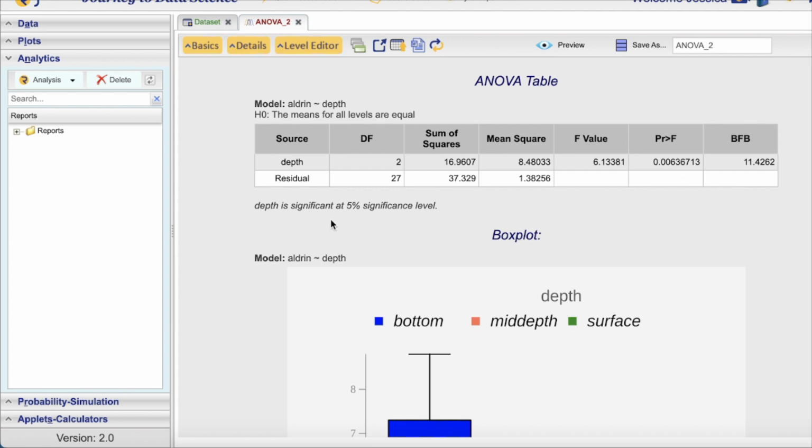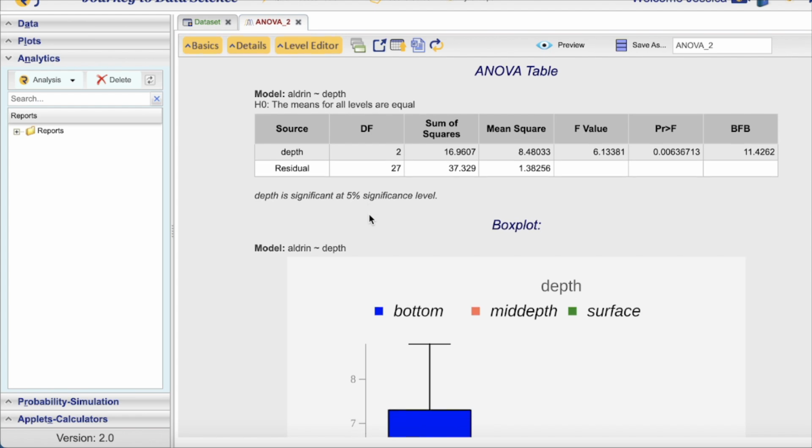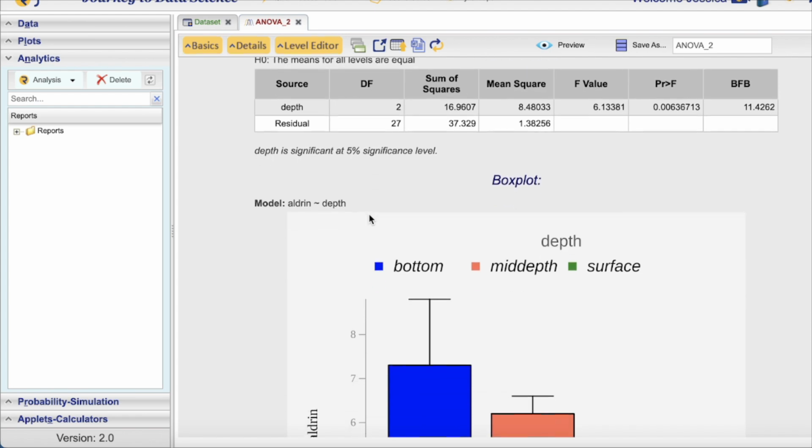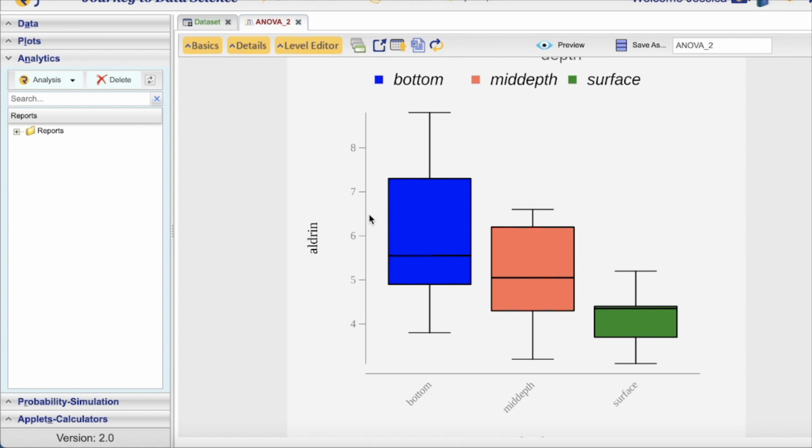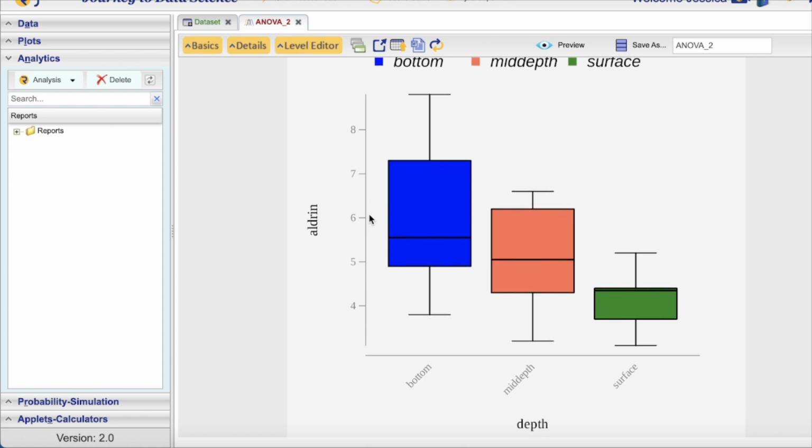Okay, so the depth is significant at the 5% significance level, which just implies that at least one of the means is different for the levels. We just don't know which ones. So all we can say is that at least one is different. And so we look at our box plot to think about which one we think is different.